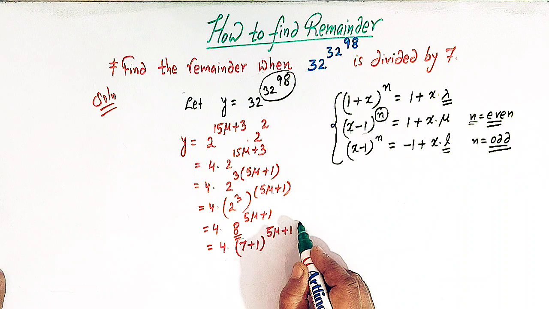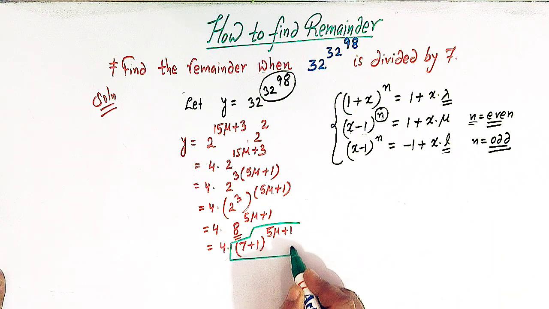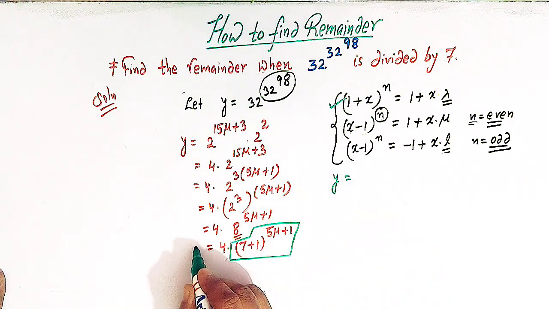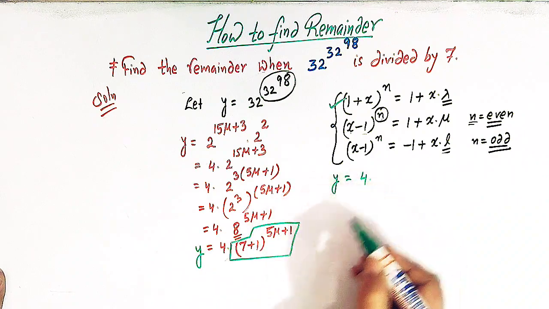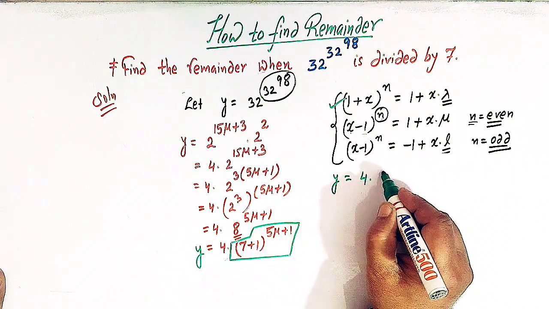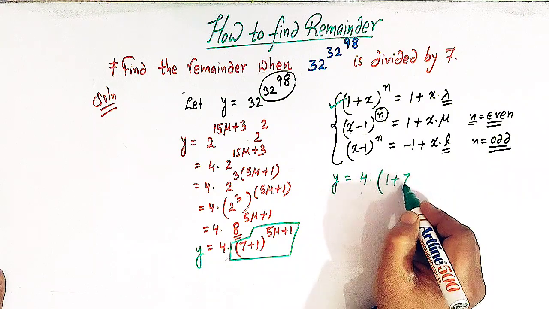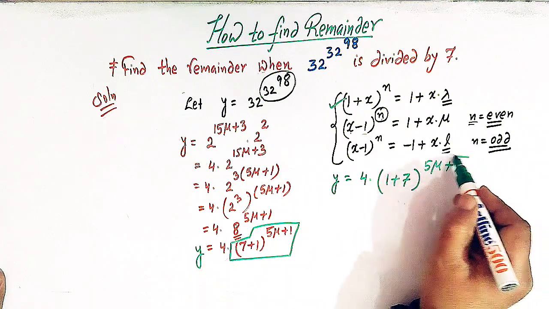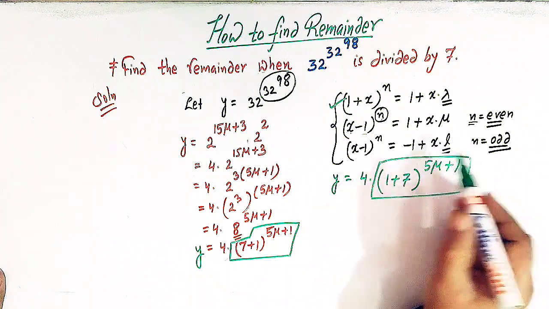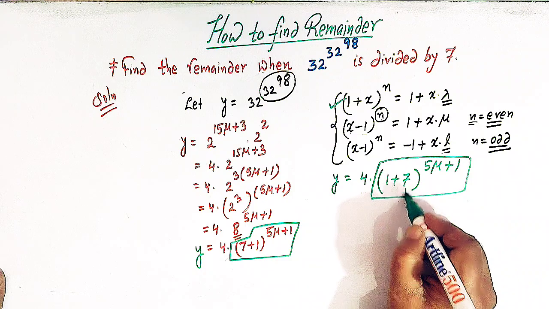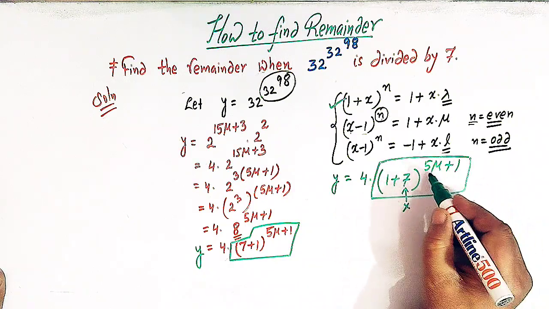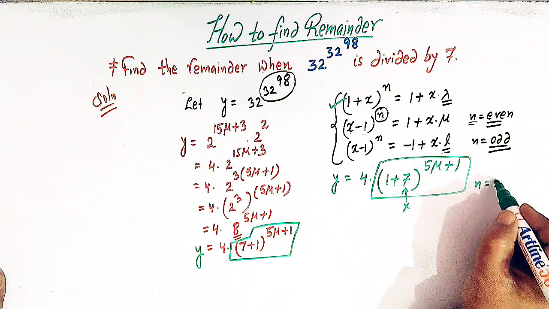So now let us compare this term with this one, right? So here we have y is equal to 4 times, here 7 plus 1 can be written as 1 plus 7 raised to 5 mu plus 1. So now if we compare this term with this one, then our x is 7, right? And our n is 5 mu plus 1.